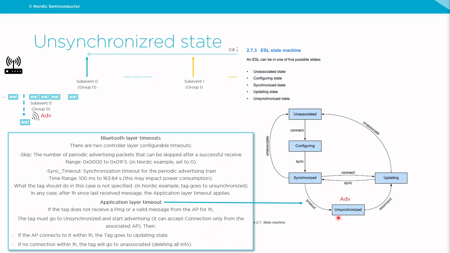When unsynchronized, the tag will be advertising in the advertising channel. Similar to the unassociated, but in this case, the tag can connect only to the access point previously associated with. If another access point tries to connect to this tag, the tag will reject the connection. So only the associated access point can scan and connect to the tag. The tag will then move to updating state, as we have seen in the previous slide.